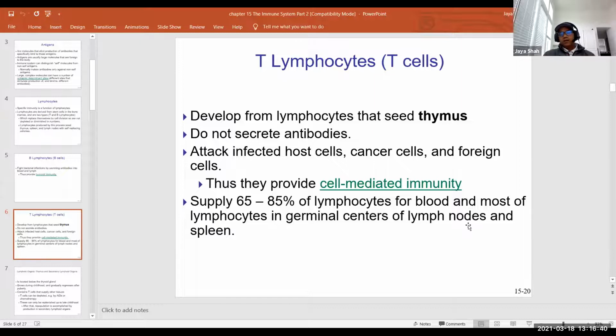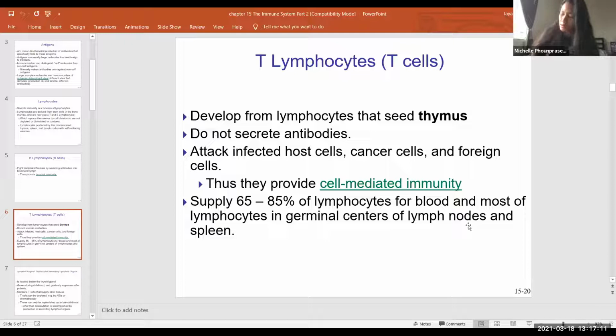Do memory T cells also produce antibodies as well, right? No, they don't. Only B cells produce antibodies. Memory T cells do not produce antibodies. They keep the memory of that T cell, and then they divide into cytotoxic T cells when they are exposed to the antigens.